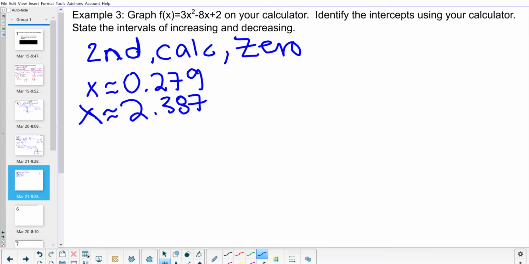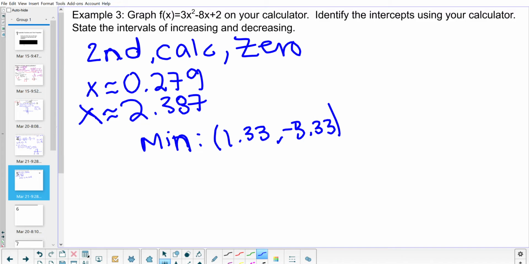Okay, then the other thing, state intervals of increasing and decreasing. That means you need to find, this one has a minimum. Where is that minimum at? So if you find that minimum, go ahead, pause the video, go find that min. You should get 1.33, comma, negative 3.33. Okay, so that means it starts off decreasing.